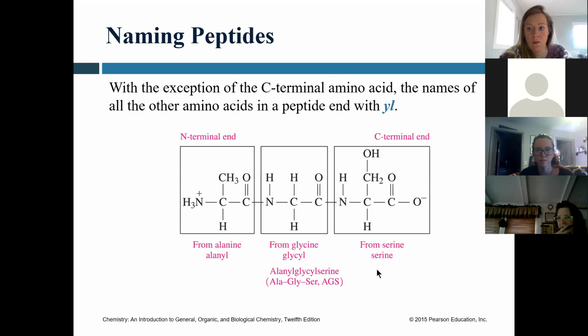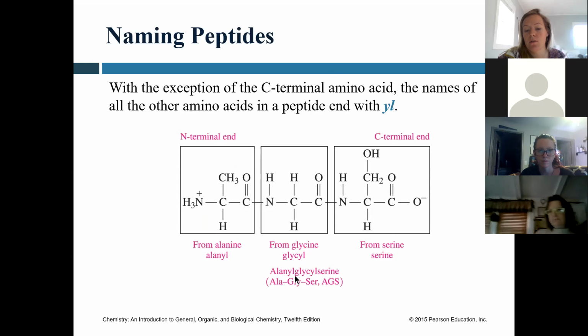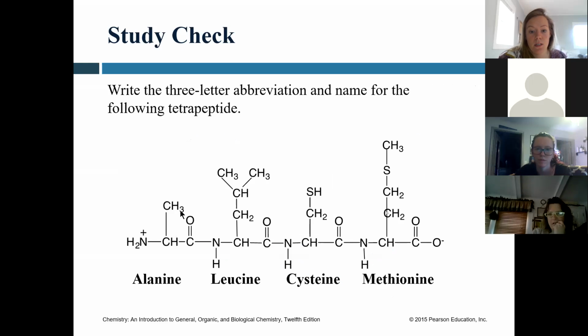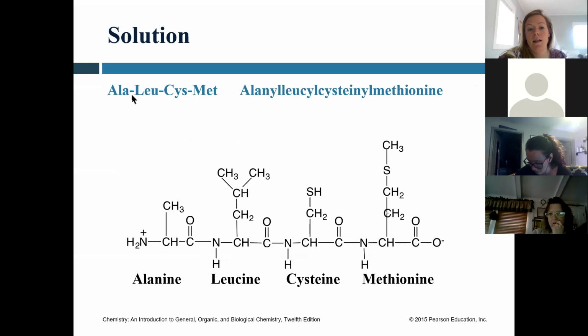So we talked about how these get named. With the exception of the C-terminal, the one that has its carboxyl group sticking out, which just uses the full name, all the other ones get a "yl" at the end. And then we just stick them together. You can also shorten it using the three-letter abbreviation or the single-letter abbreviation. I believe we talked about how we would do an abbreviation for this: Ala, Leu, Cys, Met.